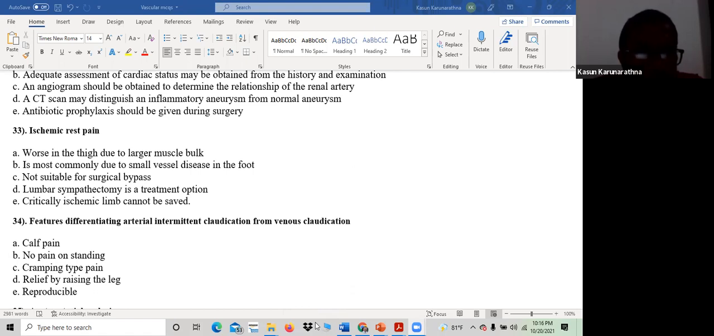D. What is the answer for D? Yes, it's false, right? It's not neuropathic pain. There's an obvious etiology, that is the compromised blood supply. You should get adequate perfusion to relieve the ischemic pain. You can't just relieve the symptoms without treating the etiology, right? So it's false. Critical ischemic limb cannot be saved. Again, it's false, right? E is also false. Right. That is question number 33.